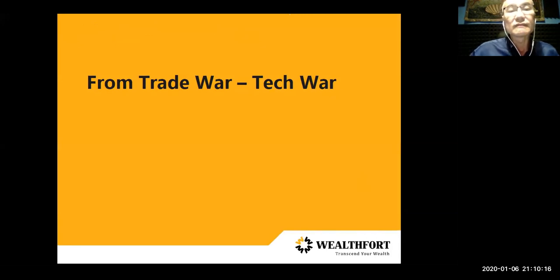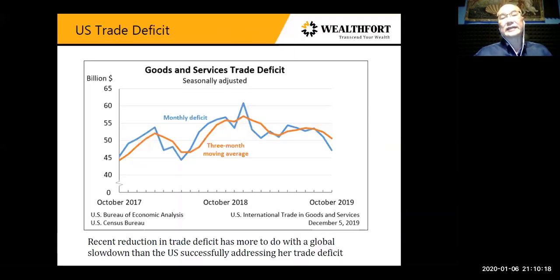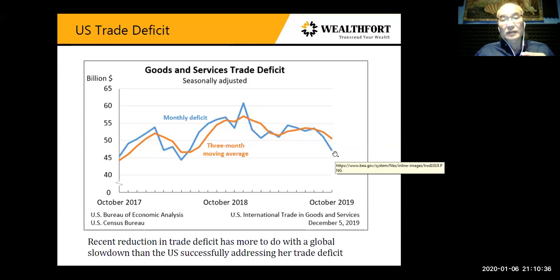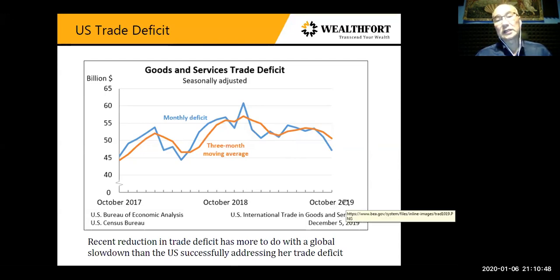So look at the trade war and tech war. Goods and services, trade deficit of the US. So this is the 3-month moving average, and this is the monthly deficit. Okay, even as the US is imposing so much tariffs, you can see that it's not pushing the US trade deficit much lower. Okay, it's still in deficit.